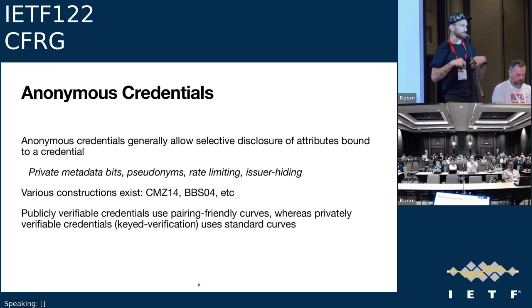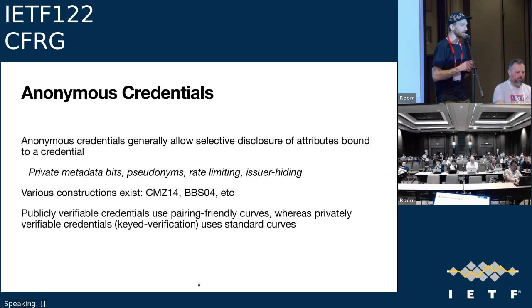For those that are unfamiliar, an anonymous credential is a way to allow, as the slide says, selective disclosure of attributes that are bound to a particular credential. These attributes might be, for example, private metadata bits that you might want to use for your application. It might be a pseudonym, as the previous presentation was talking about. It might be various properties used for rate limiting or issuer hiding. It's super flexible. You can do a lot of things with them.